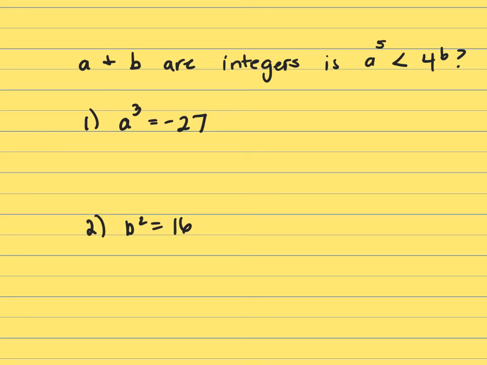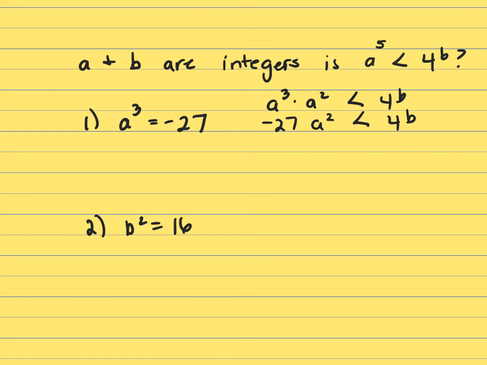What I did was I broke the a to the fifth up to a cubed times a squared, because you know when you multiply like bases, you add your exponents. And I substituted in a negative 27 in for a cubed.